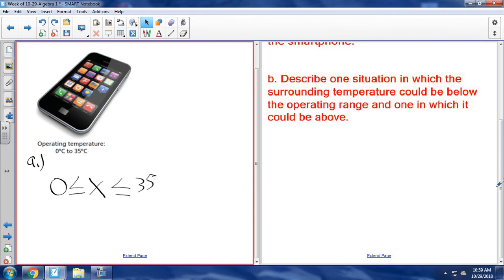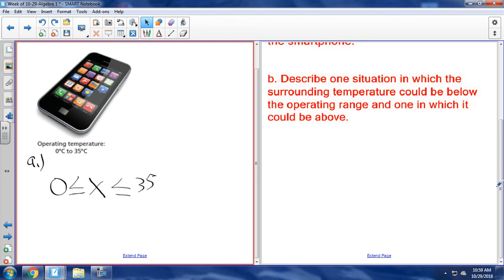The freezer? Did you say? Oh, a blizzard, okay. I was like, the freezer? Who puts their phone in the freezer? Yes, if there's a blizzard and you leave your phone in the car or you drop it in the snow, it's going to be probably below the operating range of 0 degrees Celsius, which is 32 Fahrenheit.